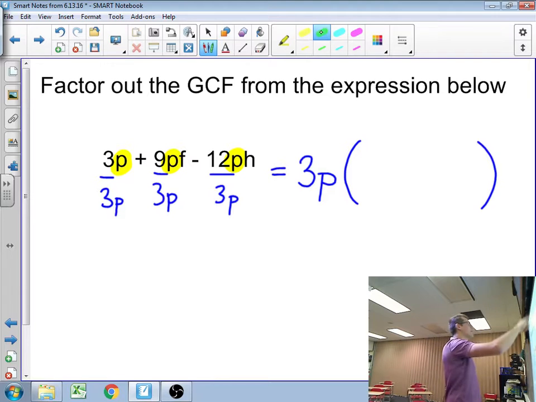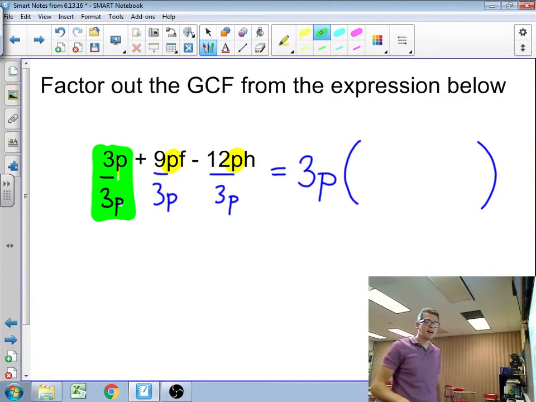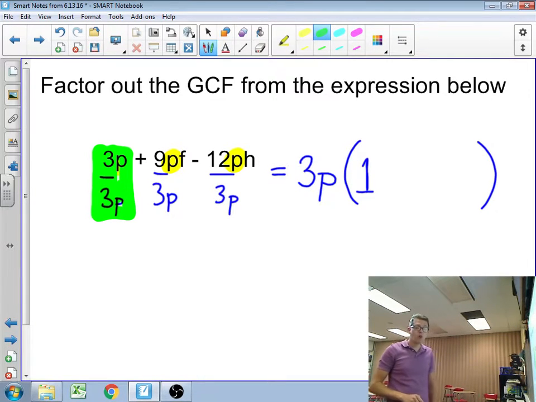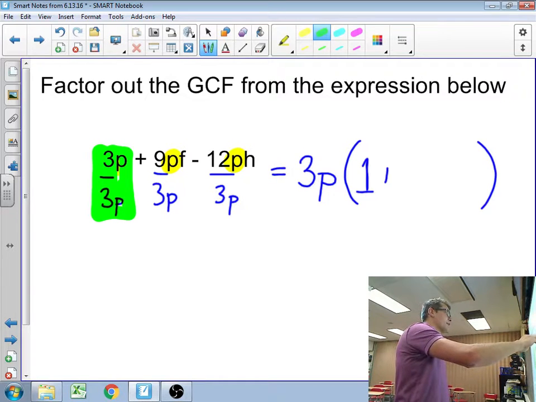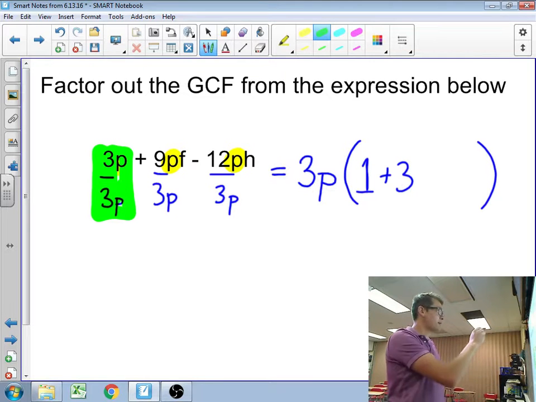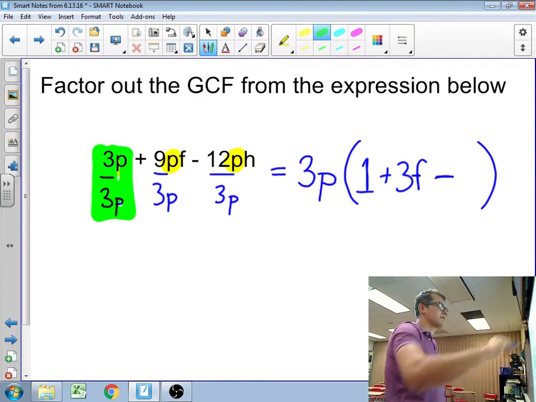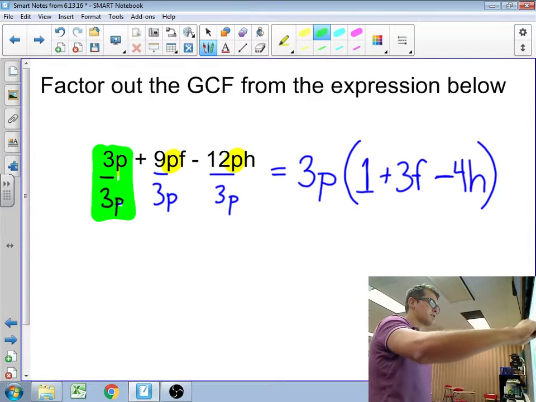Now do not fall in the trap door. 3p divided by 3p does not disappear. Any value divided by itself is 1. Then 9ph divided by 3p, so break it up. I do the 9 divided by the 3, I get 3 left over. I do p divided by p, I get 1, and then f just comes along for the ride. Then remember your negative, your minus, however you look at it. 12 divided by 3 gives me 4. The p's cancel out, and I end up with just h.